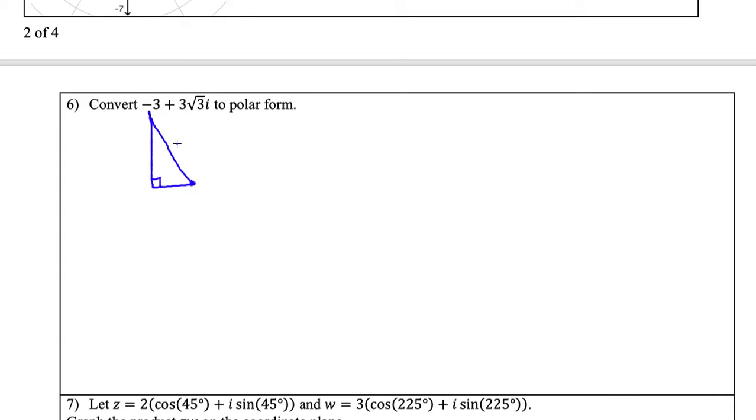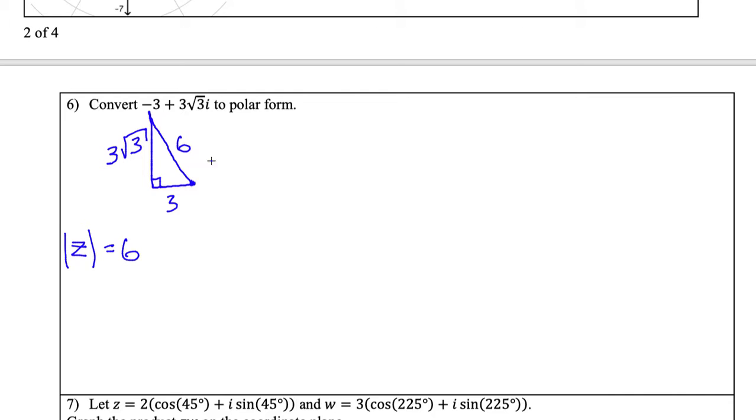Again, 3 square root of 3 is bigger than 3. So this length right here was technically -3, but I'm talking about the length, just 3. And this one was 3 square root of 3, which means my modulus is 6. So I can come down here and say my modulus, the absolute value of z, is 6.